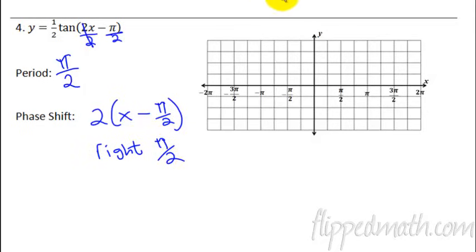All right, so now it used to be that a tangent would go through right here at the origin. Now it's going to be shifted right pi over 2. So now it's going to be there, and then it repeats every pi over 2. So then I jump out another pi over 2, another pi over 2, another pi over 2, and we can go backwards on our period. Pi over 2 left, pi over 2 left, and so forth, and that just continues the pattern.